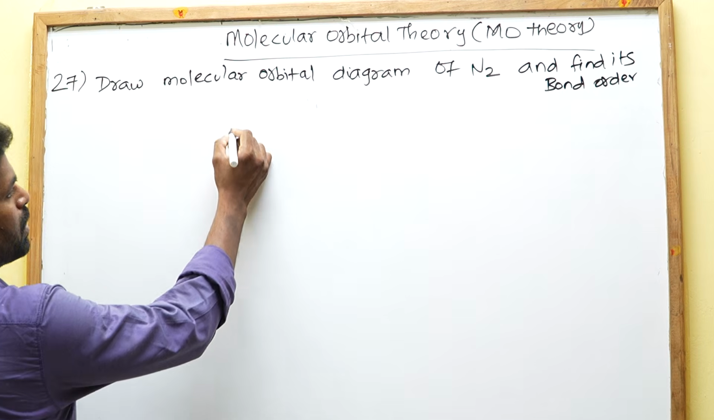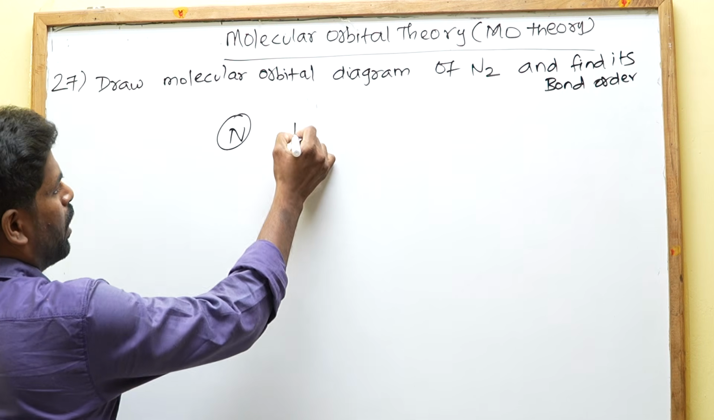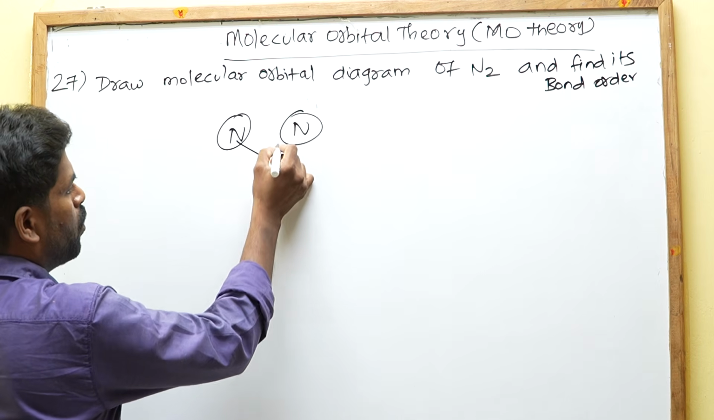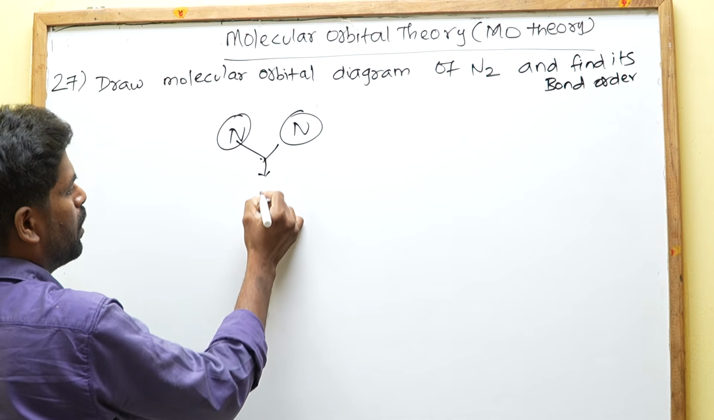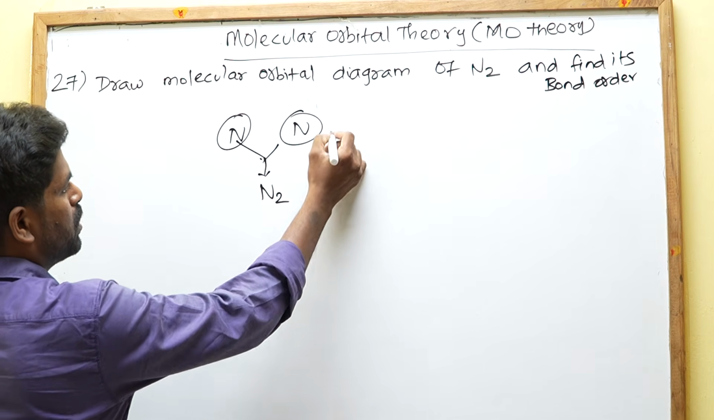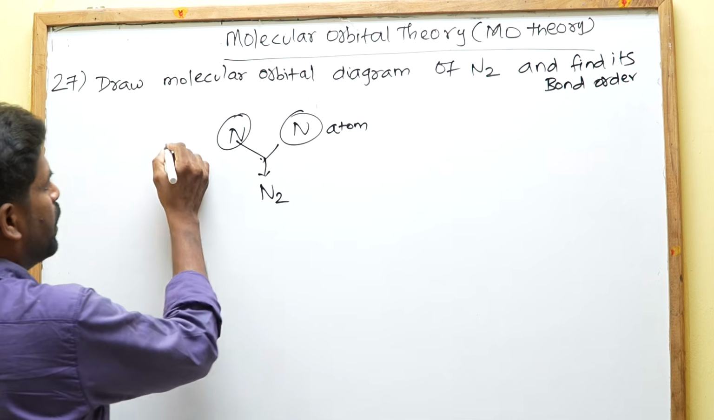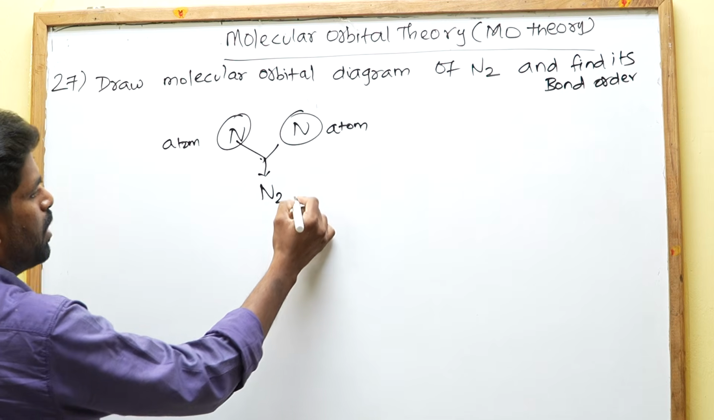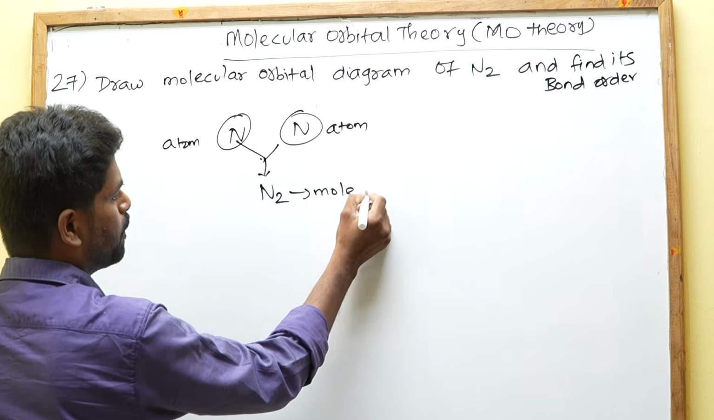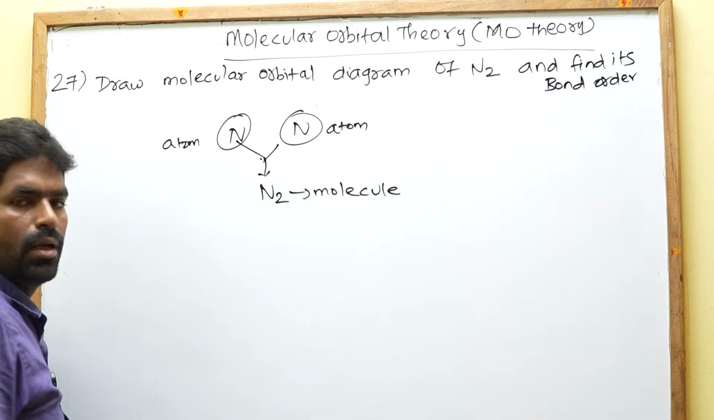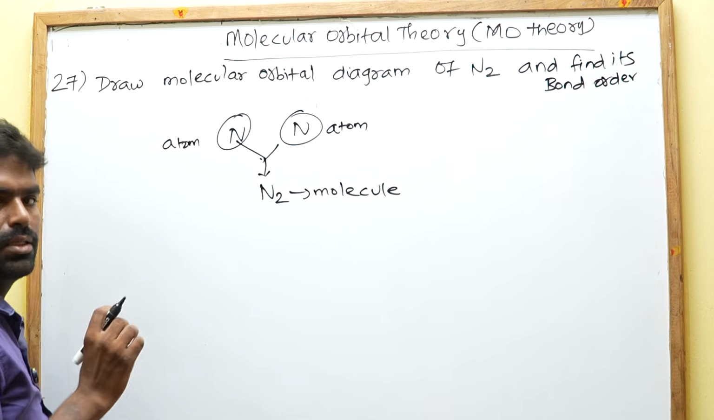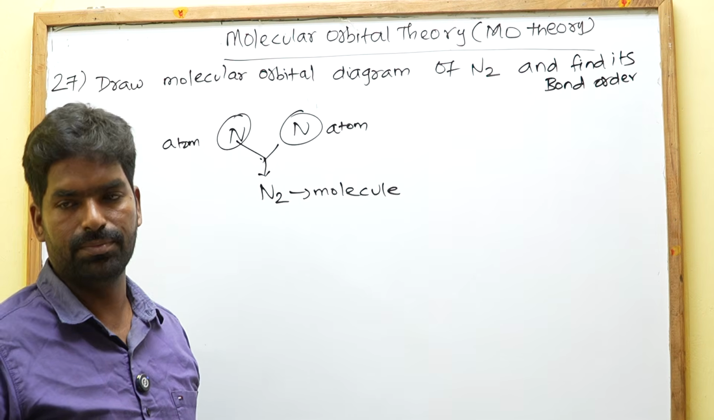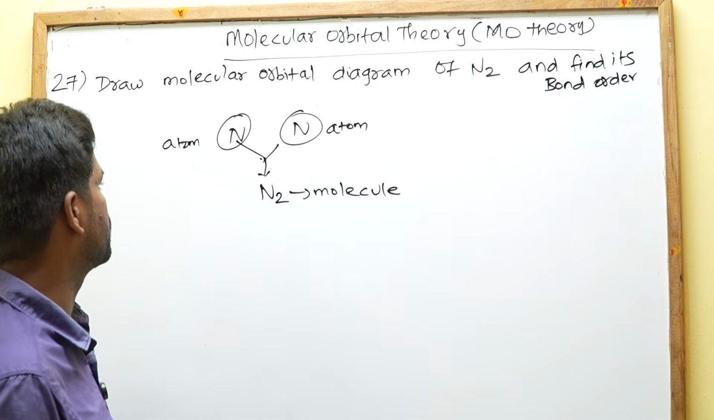The target is a nitrogen atom, another nitrogen atom, they are going to combine to form a dinitrogen molecule. So this is an atom, this is an atom, this is a molecule, this is the target, but it has to follow a systematic scientific pattern. That is what you are going to learn in this video.